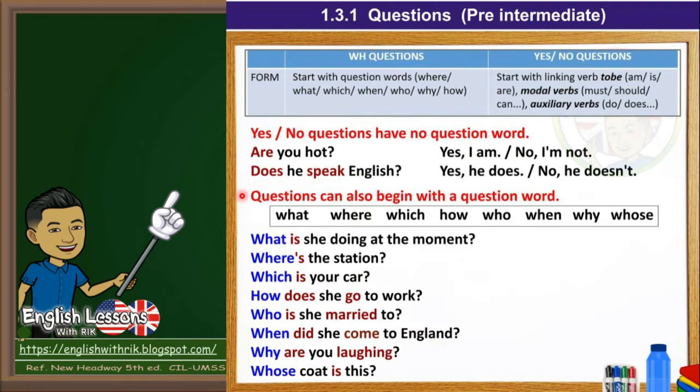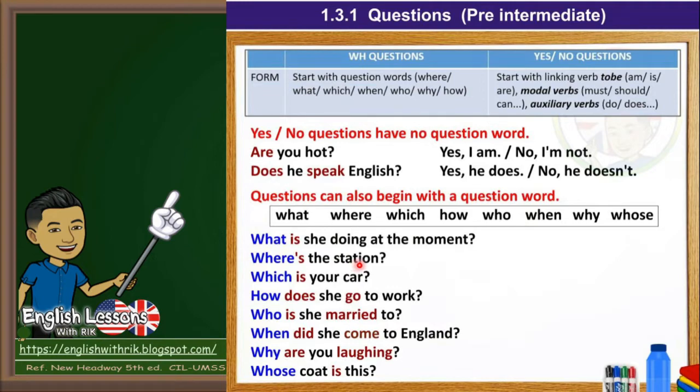Questions can also begin with a question word. What? Where? Which? How? Who? When? Why? Whose? What is she doing at the moment?